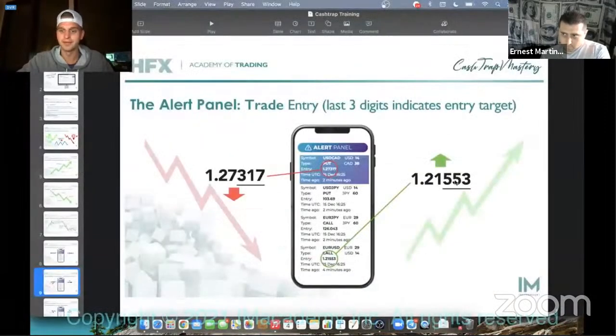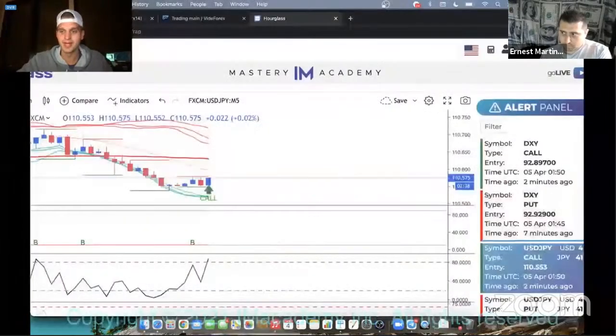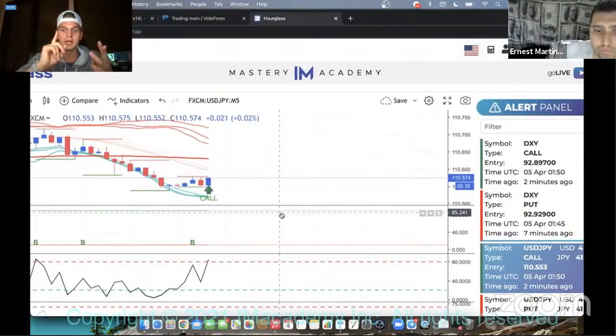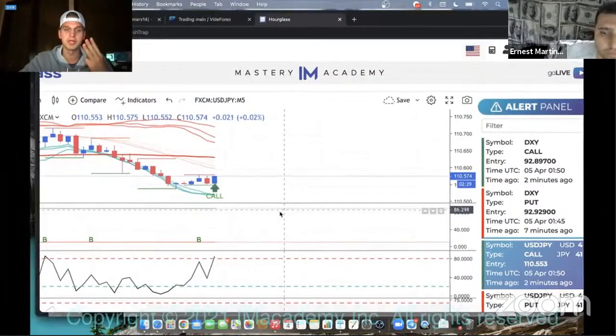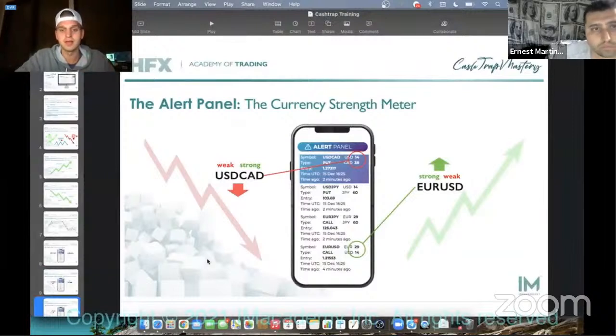Look at that, 553 on the PowerPoint, 553 on actual cash. It's really good. So it's going to give you the currency pair, call or put, and then the last three numbers. The next thing it's going to show you guys is the currency strength meter.